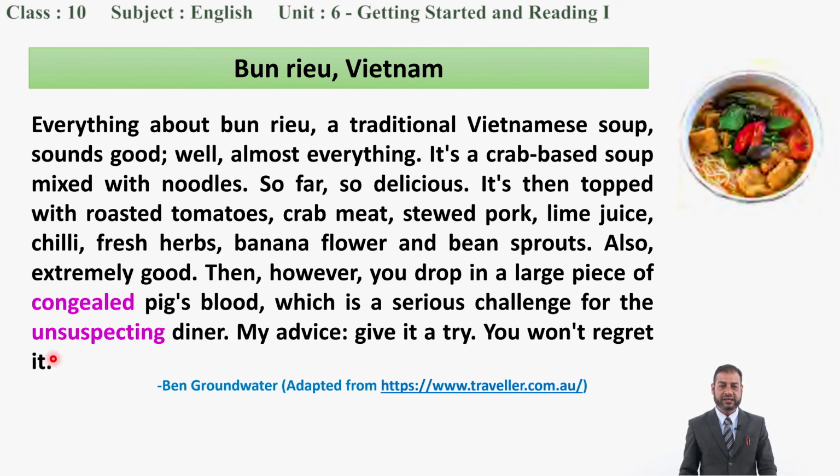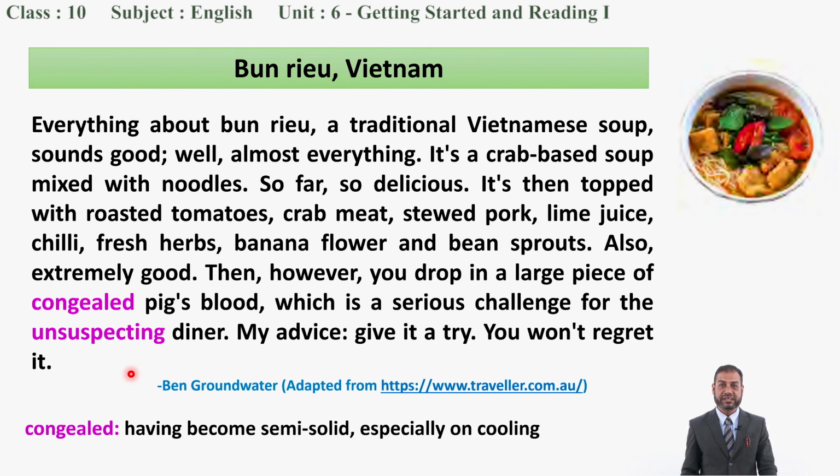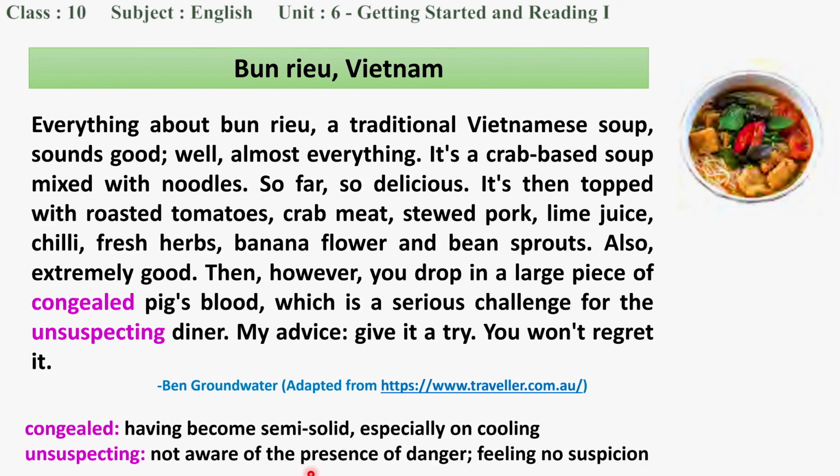Dear students, do you know the meaning of congeal? Okay, let me show you the meaning. Please note it down in your exercise book. Congeal means having become semi-solid, especially on cooling. For example, if you have seen someone cutting a goat, when the blood is cooling, at that time you can find it is going to be frozen, going to be clotted, okay? So that stage is called, let's say, congeal, okay? Congealed pig's blood. Now, unsuspecting, what does it mean? Yes, it means not aware of the presence of danger, feeling no suspicion. So, it is an advice given to you about this food item by the writer.